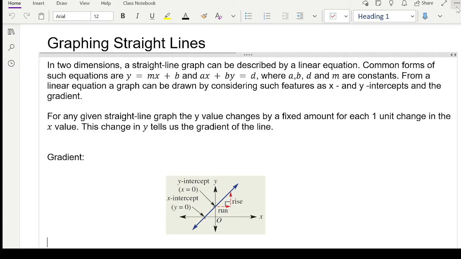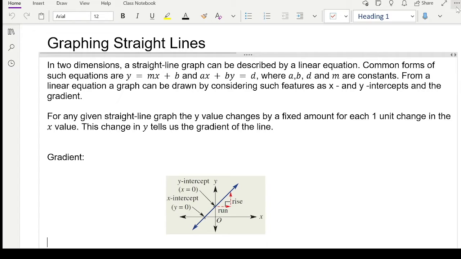So as you can see there, we're talking about straight lines, only the one type of line for this particular video. We're talking about equations such as y equals mx plus b, which I'm sure you've seen before, and ax plus by equals d, which can be rewritten to look like y equals mx plus b to make things a bit easier for us. So a couple of things to be remembering.